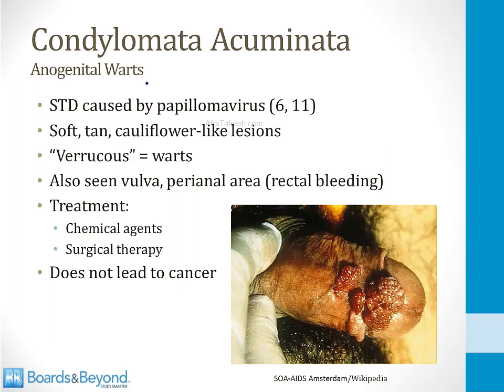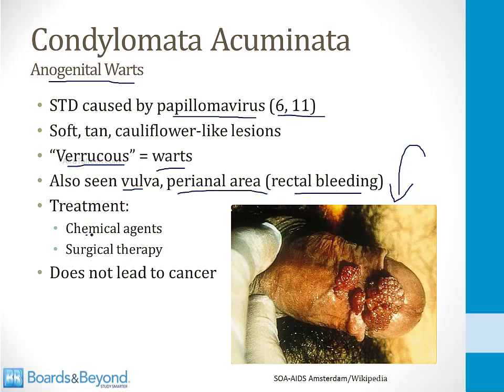Condyloma acuminata is also called genital warts or anogenital warts. This is a sexually transmitted infection caused by human papillomavirus subtype 6 and 11. It leads to lesions on the penis that are described as soft, tan, or cauliflower-like. This is a picture of one on the screen here. In a board question without a picture, the lesion may be described as verrucous, which means wart-like. And in addition to the penis, HPV can also cause lesions in other areas like the vulva in women or the perianal area, which can lead to rectal bleeding.